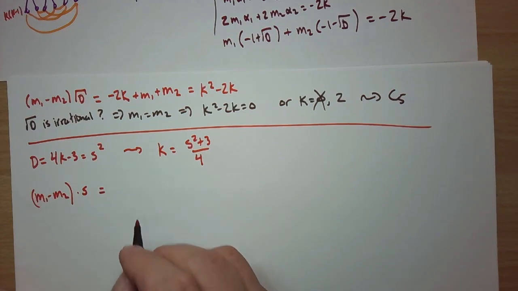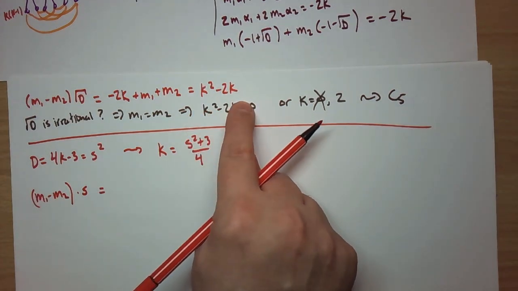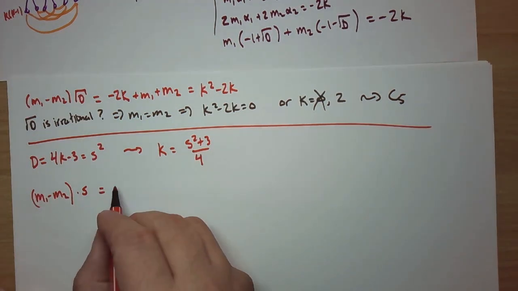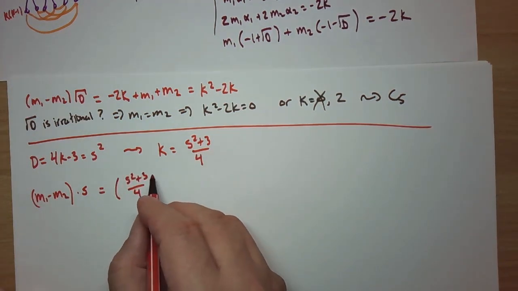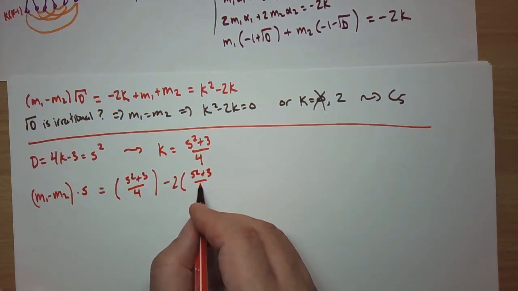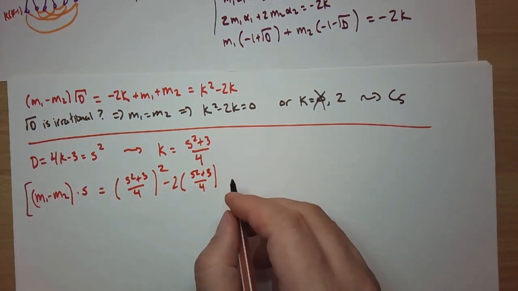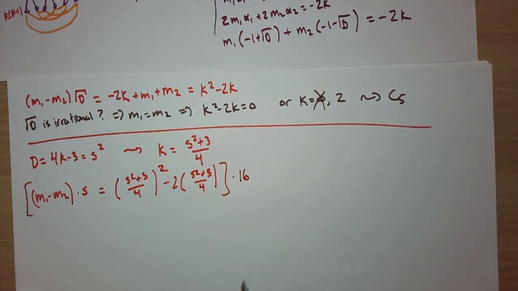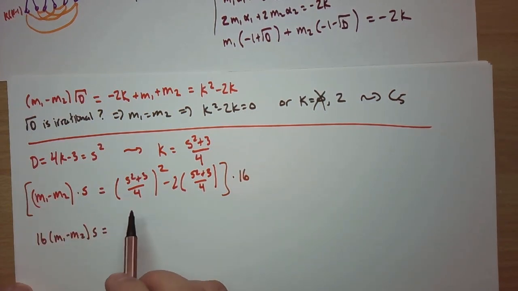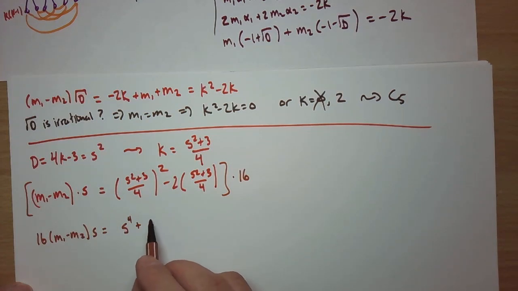Okay, that equals, on this other side, k squared minus 2k. But I can replace k in terms of s. So we have s squared plus 3 over 4 minus 2 times s squared plus 3 over 4. And I square the first term. Well, because I'm nervous about fractions, in addition to forgetting to write squares and other things, I'll multiply through by 16, because 4 squared downstairs becomes a 16. 16 times m1 minus m2 times s. S squared plus 3 quantity squared, and that's s to the 4th, plus 6 s squared plus 9.